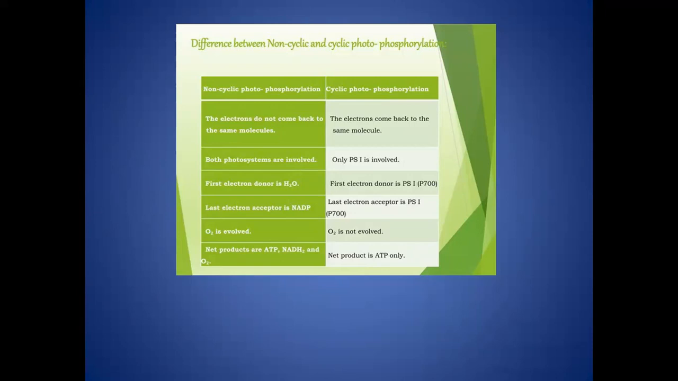This cyclic photophosphorylation is mainly seen in primitive organisms or some primitive photosynthetic bacteria. And in non-cyclic photophosphorylation, the evolution of oxygen is seen. That means in all the higher plants, all the angiosperms, oxygen is a byproduct of photosynthesis.